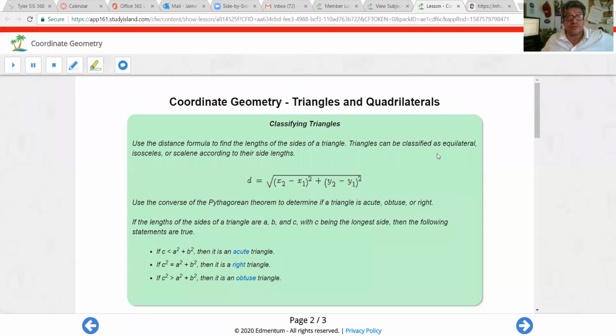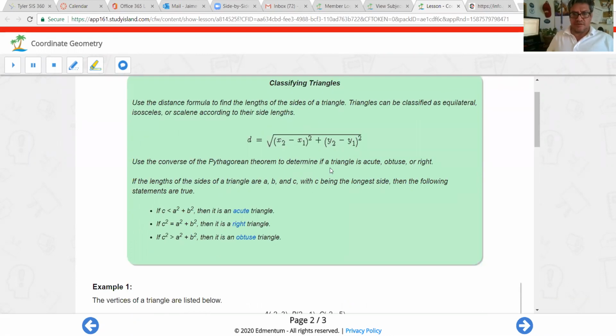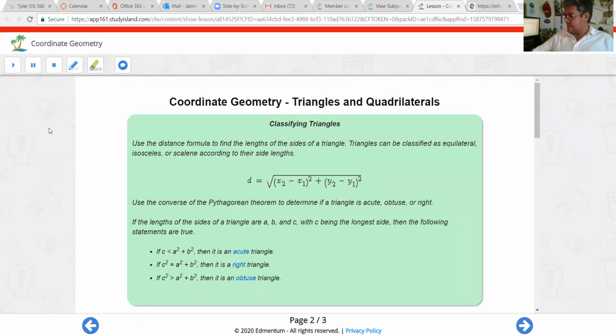Okay, this is part 2 on 6B coordinate geometry. So on this section, we're talking about triangles and quadrilaterals. Classifying triangles, they gave you the distance formula again that we see right here. There are things you need to remember. This is from geometry days.